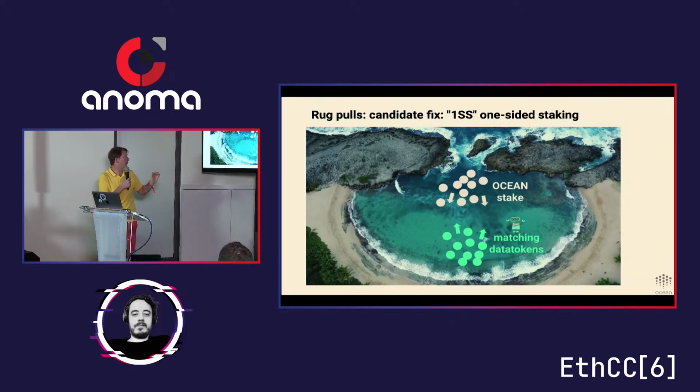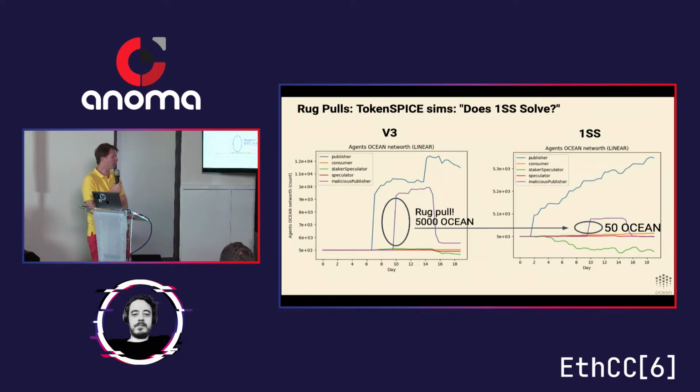And rug pools: the general idea is people put their Ocean stake in, and then the pool automatically mints the data tokens itself. So the publisher never ever has custody of the data tokens themselves. It's all sitting inside the pool. So we're pretty proud of that.